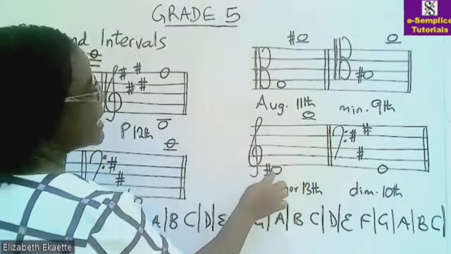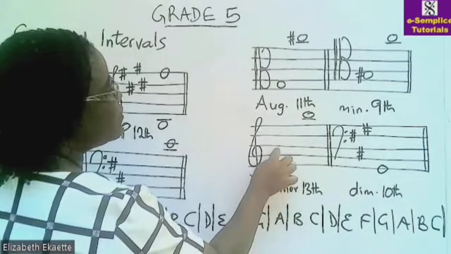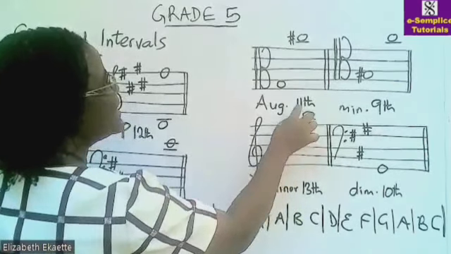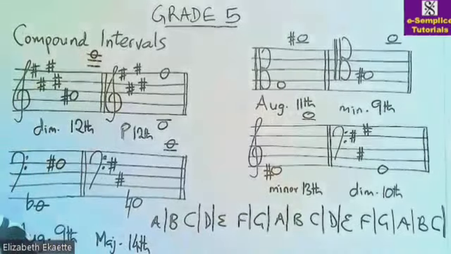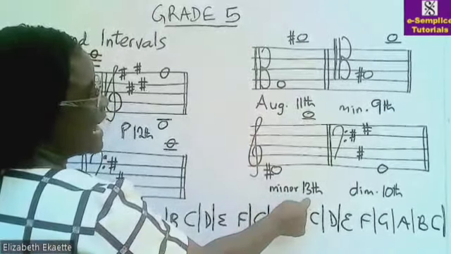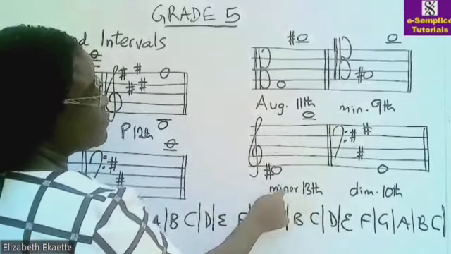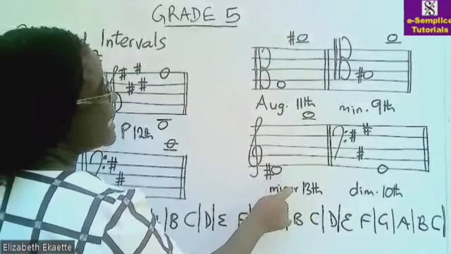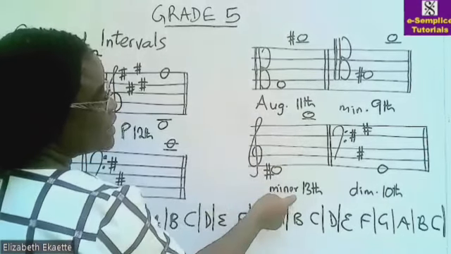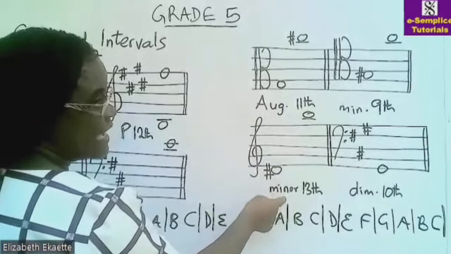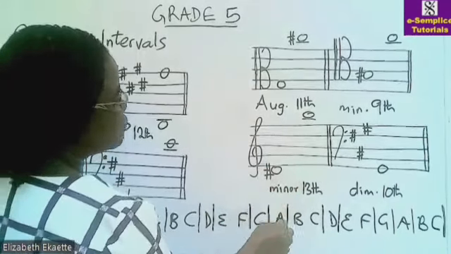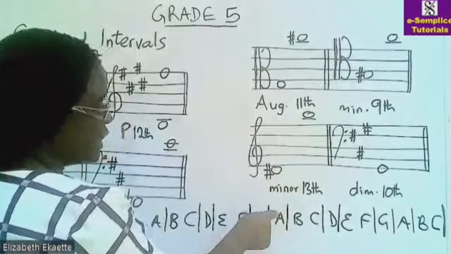Let me verify again. 1, 2, 3, 4, 5, 6, 7, 8, 9, 10, 11, 12, 13. Good. So I've put a note on my 13th step from the lower note. Now, I need to go to the keyboard to verify that that note meets the minor quality, and if not, what am I to do about it? So let's just go to the keyboard.